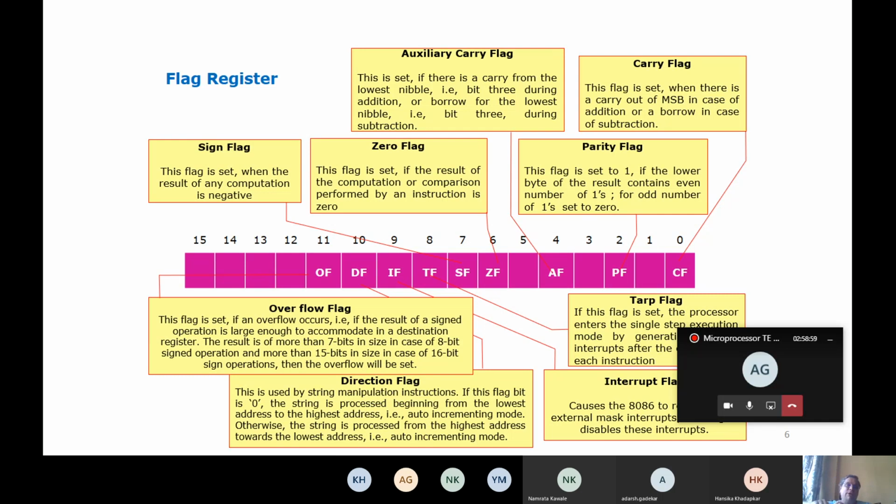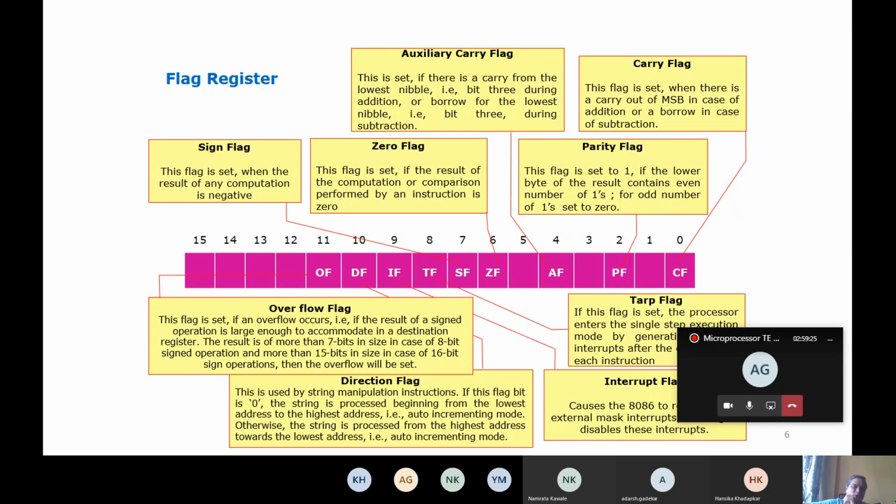But if I say an 8-bit signed number, then all 8 bits cannot be used for storing the magnitude. Only the lower order 7 bits will be used to store the magnitude. The 8th bit is used to indicate sign. If that 8th bit is 1, it indicates the number is negative. If the 8th bit is 0, it indicates the number is positive.